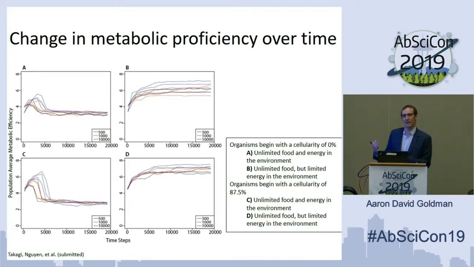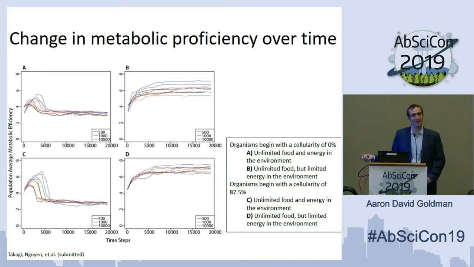So this shows that, and these results aren't too surprising, but taken together, this shows that when there's energy in the environment, the selection within our digital life simulation is selecting for populations of organisms that have both a low level of cellularity and a metabolic proficiency that's equivalent to a randomized genome.